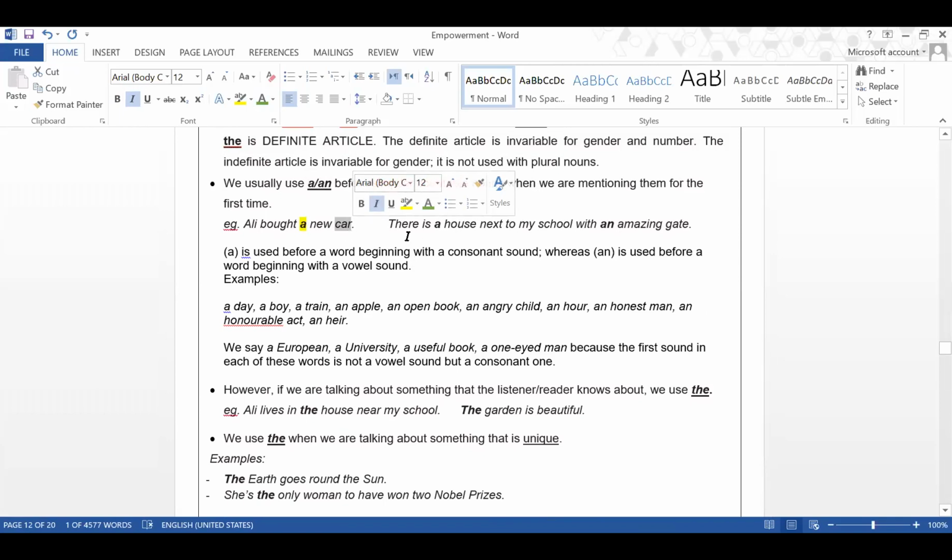Okay. There is a house here. The word house is singular countable, mentioned for the first time, and it doesn't start with a vowel sound. Here, with an amazing gate. If I look at the word gate, yes, it is a singular countable noun, and it is followed by a vowel sound, which is amazing. So I'm using the article an.